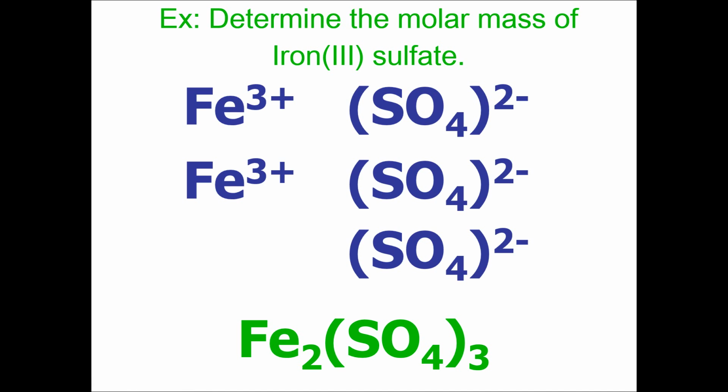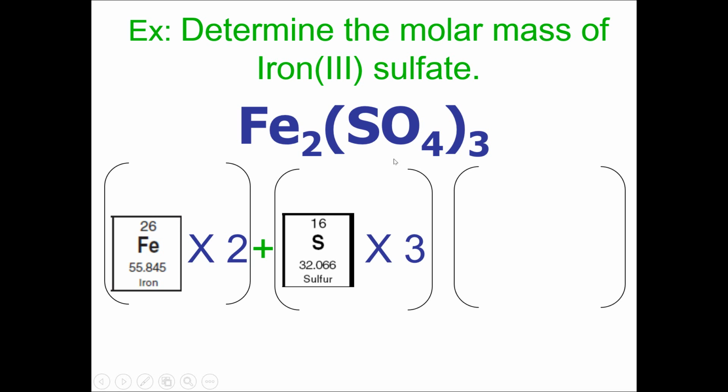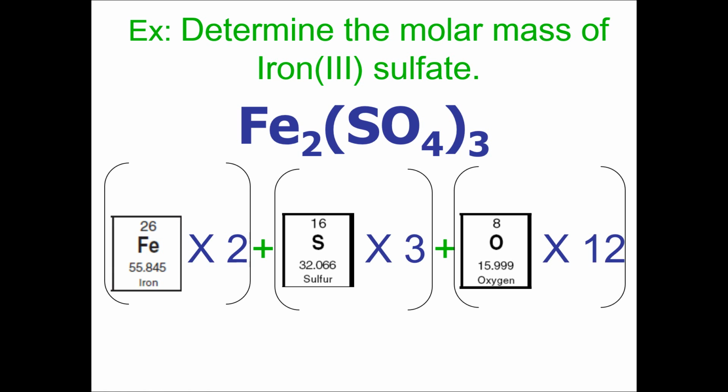And now I can calculate a molar mass out of the iron 3 sulfate. So I have 2 iron atoms in the formula, so there's my iron times 2. I have 3 sulfur atoms in the formula, so there's my sulfur times 3. And I have 12 oxygen atoms, so there's my oxygen times 12. We can go ahead and calculate this in our calculators. You really don't even need parentheses, but if you want to include parentheses, great. There's no harm in doing that.